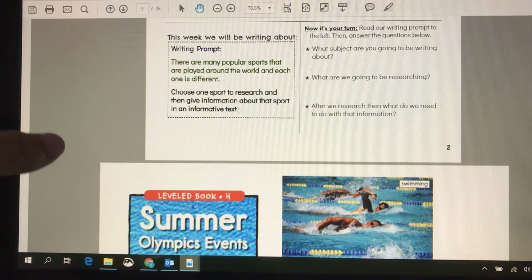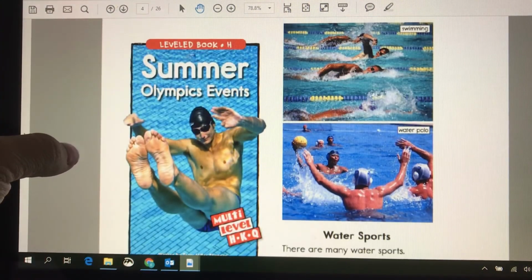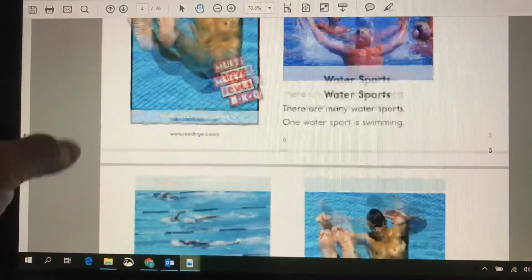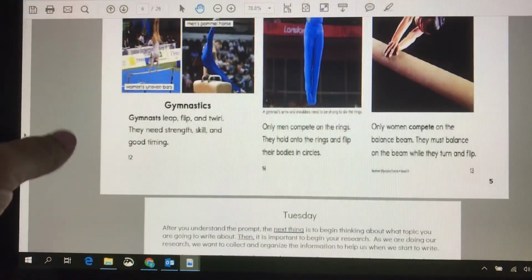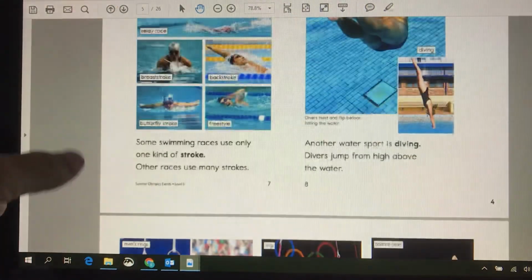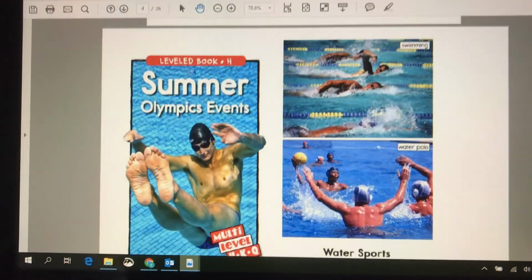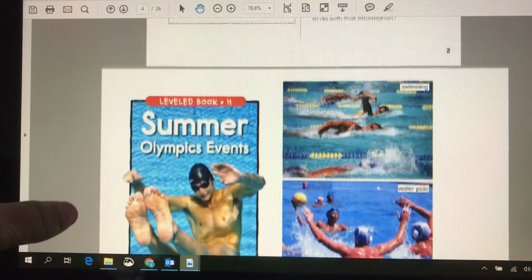Now, if you'd like, you can choose the sport that is here already for you. It says Summer Olympic Events. It has information about water sports, gymnastics as well. So you can pick one of these, or you can pick your own sport that you'd like to research. That means look up information and gather that information, or you can use one of these sports that are already here for you. And then you will write an informative text paragraph about it.